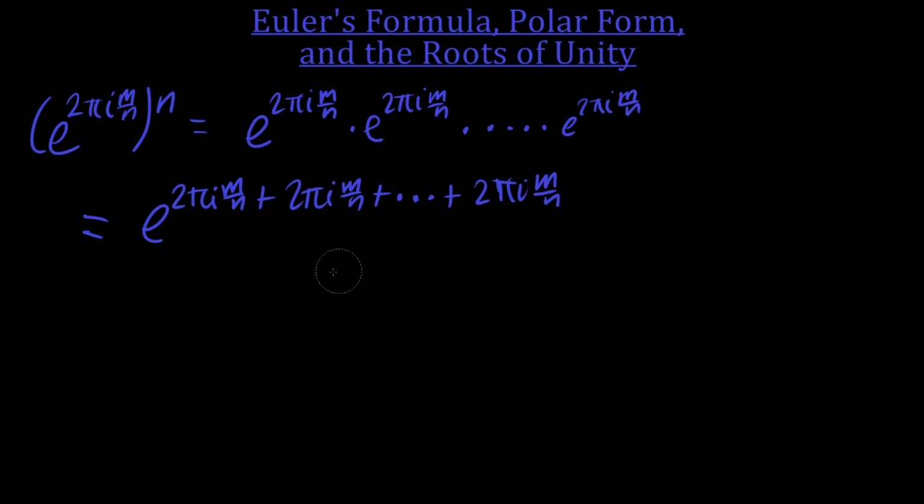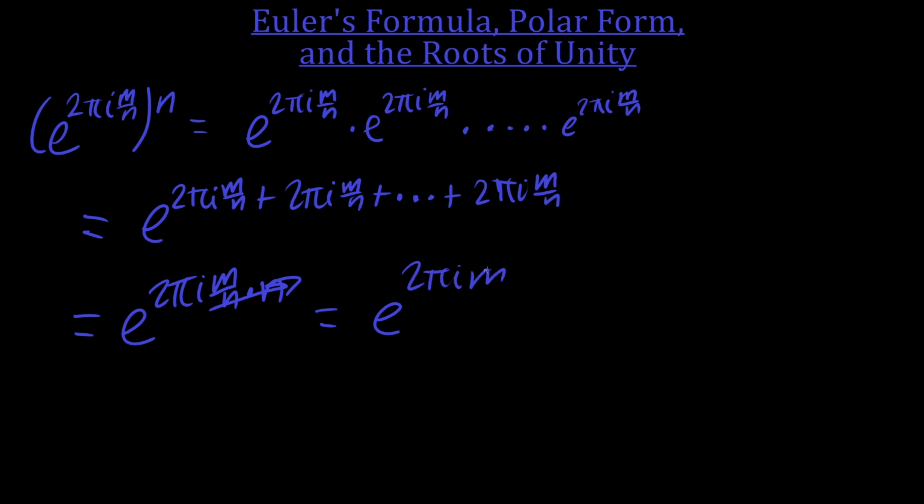Great. The next thing we can do is use the definition of multiplication to simplify this exponent. So we have 2 pi i m over n plus itself n times. So that simply equals 2 pi i m over n times n. So we'll go ahead and write this in. e to the power 2 pi i m over n times n. Well, the n's just cancel out, so we simply get e to the power 2 pi i m. Great. Now we're on to the last step.